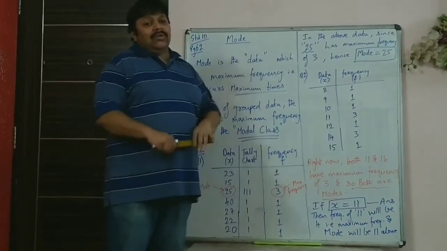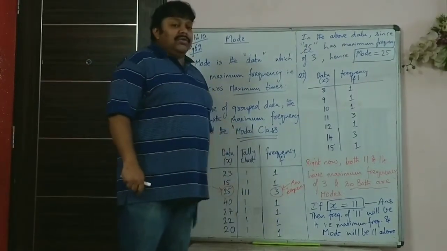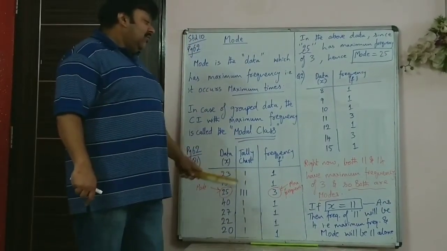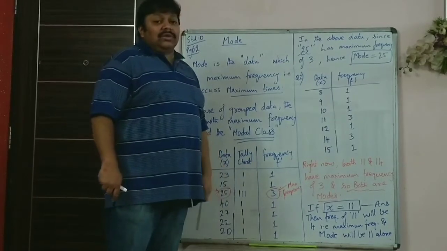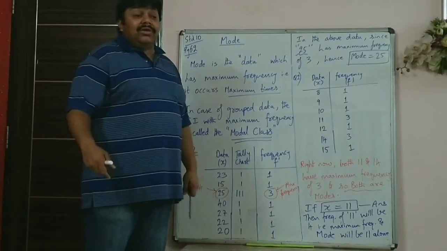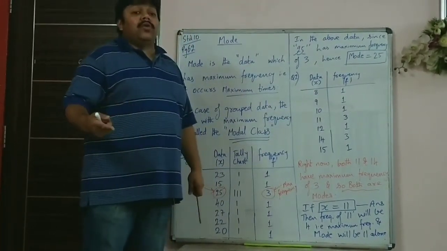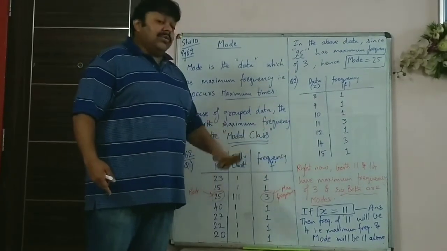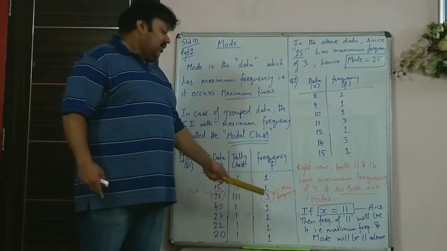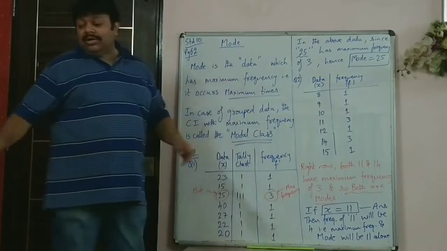If the mode has to be 11, then obviously that missing data, unknown data x has to be 11. Only in that case will 11 have the maximum frequency. 11 will be occurring 4 times then. If x is 11, then 11's frequency will change from 3 and become 4. So the answer is x has to be 11, so that the frequency of 11 will be the maximum frequency and mode will be 11 alone and not 11 and 14.